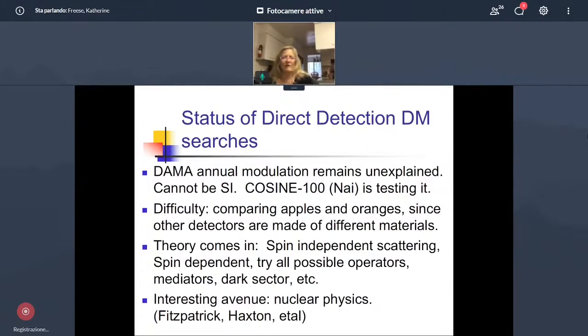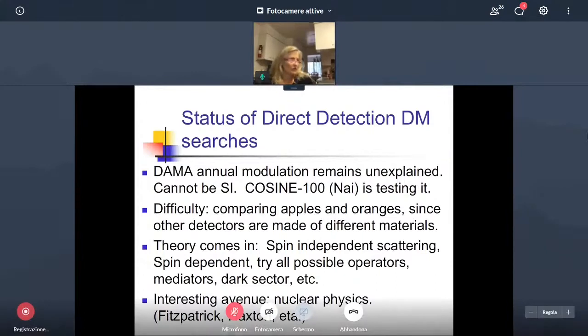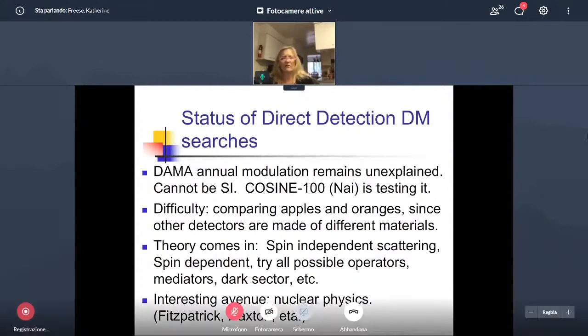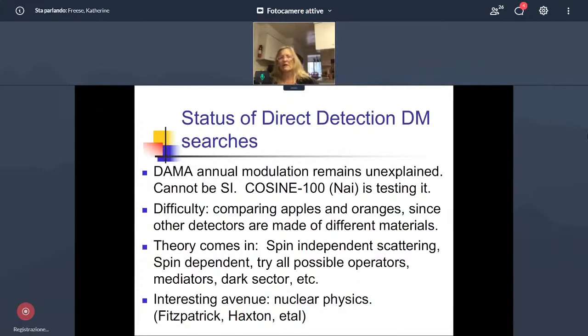So to summarize, we still have this unexplained signal in DAMA, which, you know, if COSINE-100 rules out DAMA, then I don't know if we'll ever know what DAMA was seeing. But it is possible that COSINE-100 will agree with DAMA, and that would be the most exciting thing of all, and there would be a major discovery. COSINE-100, by the way, is in Korea, a different location. And then theorists have to understand what's going on to explain why you see these things in one experiment and not another one of a different material. Is it the nuclear physics? Is it the operator at the fundamental physics level? What is going on?